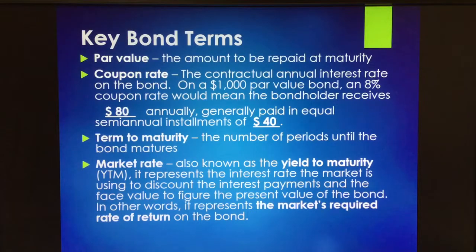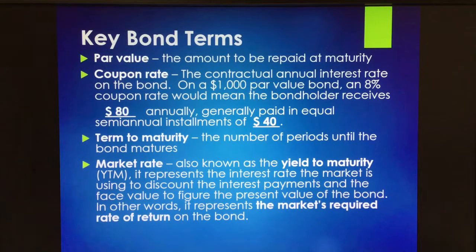Term to maturity, the number of periods until the bond matures. Most of the time, bonds are going to be issued as long-term investment or borrowing, so they're going to be more than 1 year. Let's say 5 years, 10 years, 15, 20, those kinds of amounts. They don't have to be even 5 years, but let's assume for our purposes they're going to be 5, 10, 15 years or longer. But the term to maturity then is going to be the number of periods until the bond matures. So you want to be thinking in terms of, if it's a 10-year bond, that's actually 20 semi-annual periods.